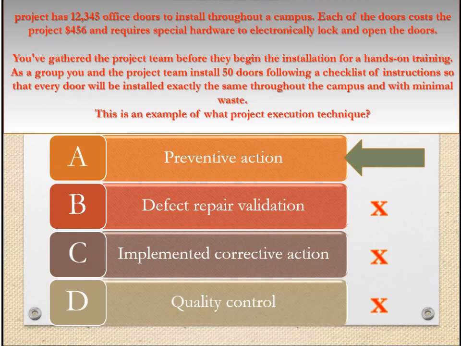Answer option D is incorrect. Quality control is a controlling and monitoring process, not an executing process. Answer option B is incorrect. The defect repair validation comes after the project team has corrected an error, something that has not occurred in this instance. Answer option C is incorrect. Corrective action is a response to something that needs to be corrected in the project.